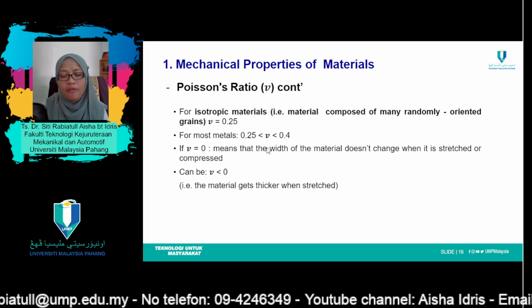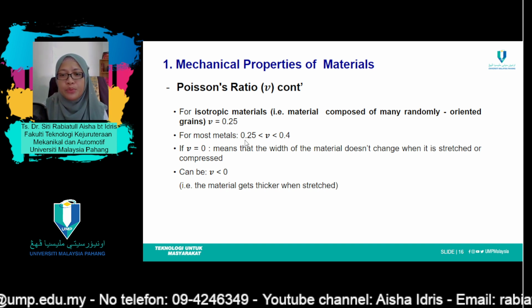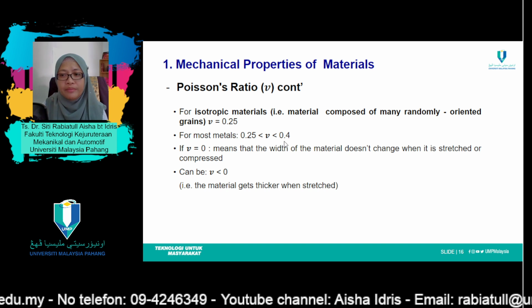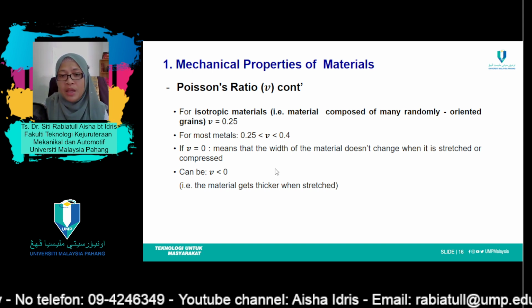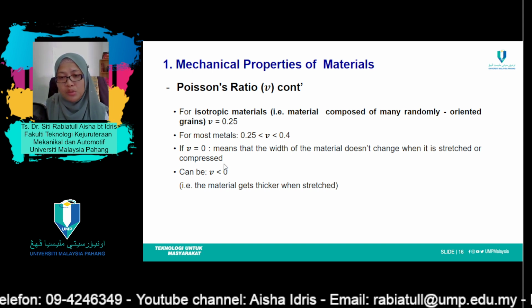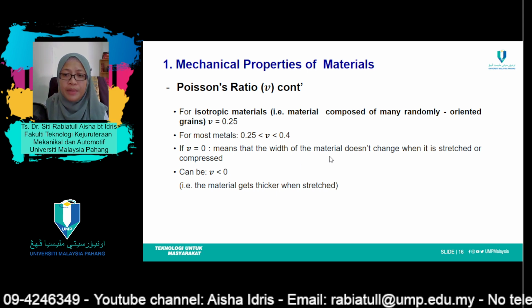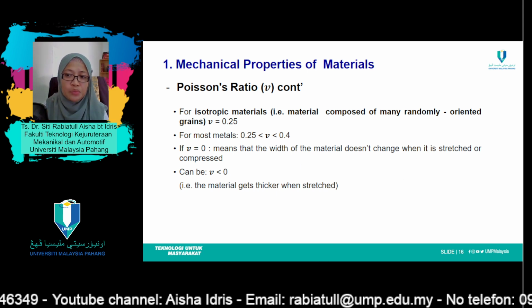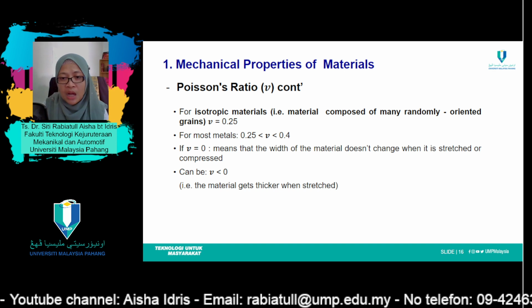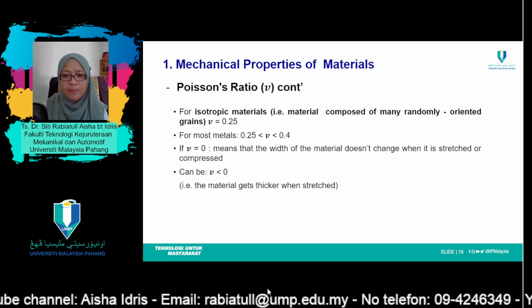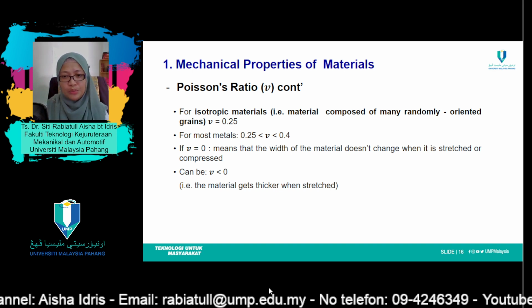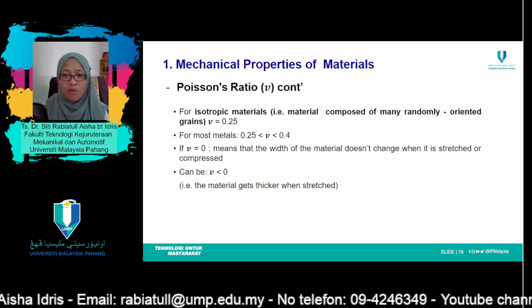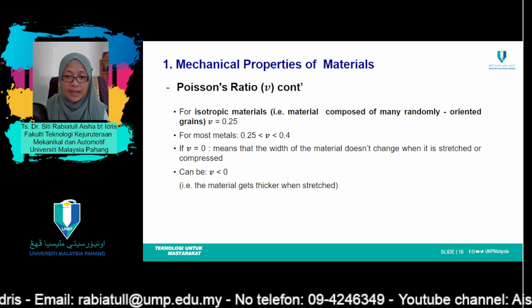And the value of Poisson ratio is normally between 0.25 and 0.4. If Poisson ratio equals 0, it means that the width of the material doesn't change when it is stretched or compressed. However, if the material is getting thicker when it is stretched, then the value of Poisson ratio is normally less than 0.